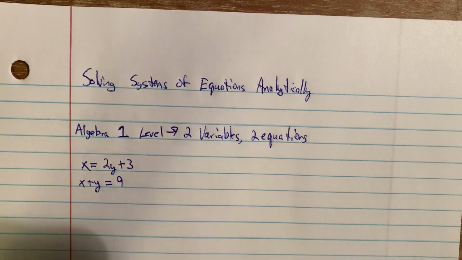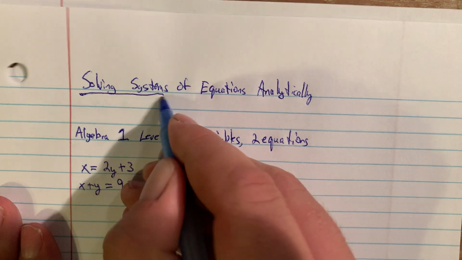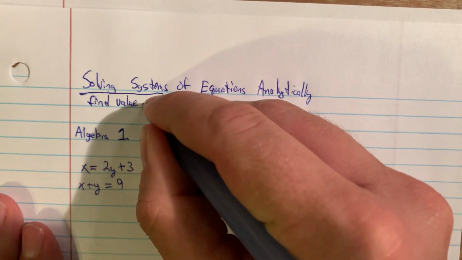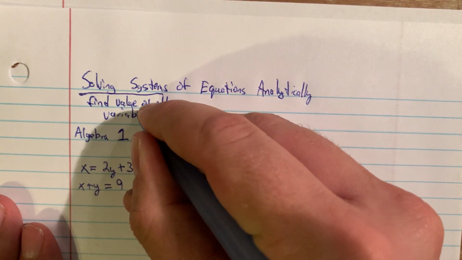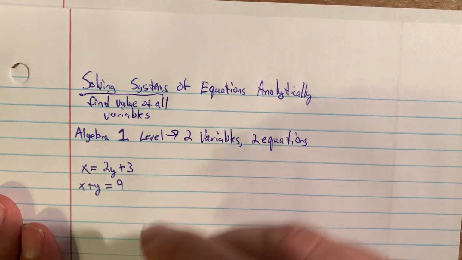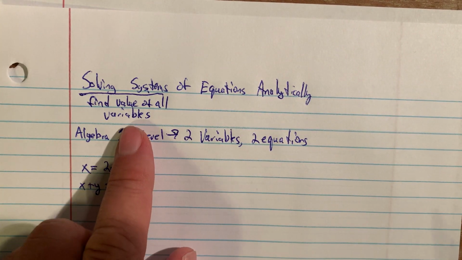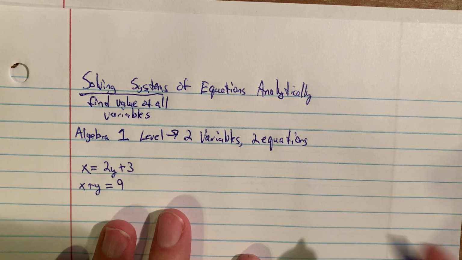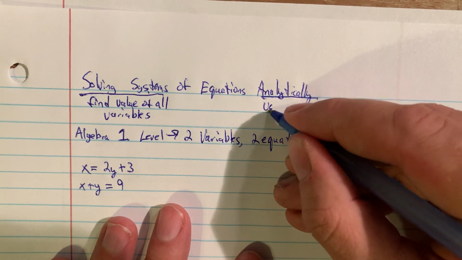All right, guys, today we're going to be solving systems of equations analytically. Solving systems means finding the value of all the variables that makes the system of equations true. And a system of equations is when there's more than one equation with more than one variable, and we need them all to be true at the same time. And analytically means using algebra steps.